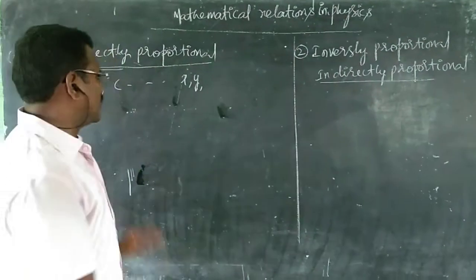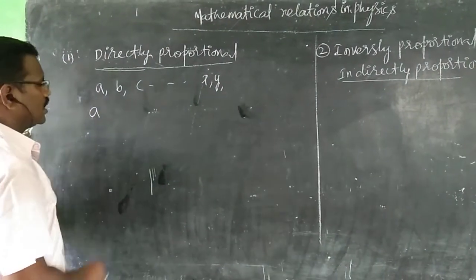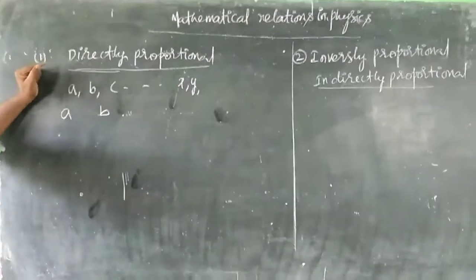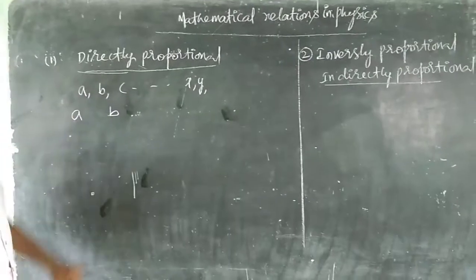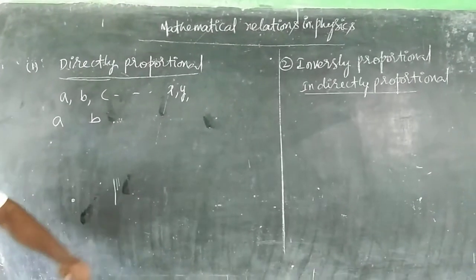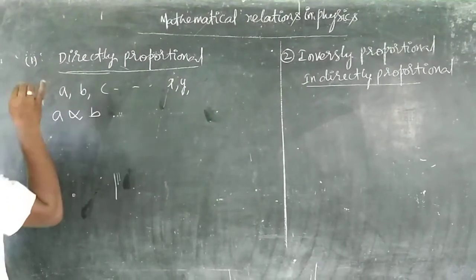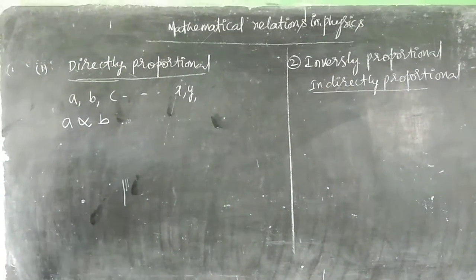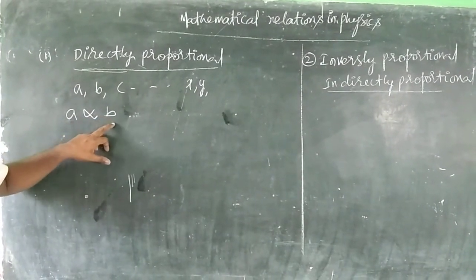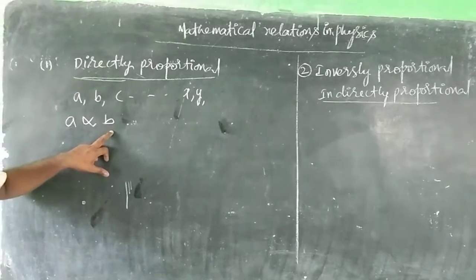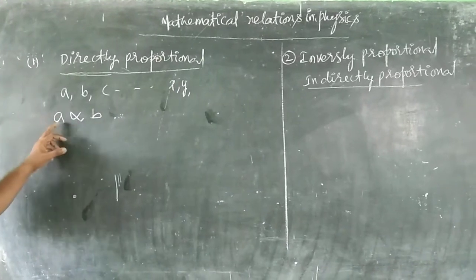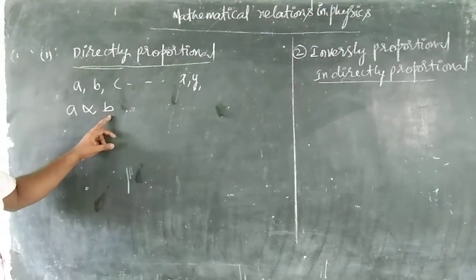So for example, say the first variable is A and the second variable is B. If variable A increases, then variable B also increases. If variable A decreases, then variable B also decreases. This means we can say A and B are directly proportional. Variable A is directly proportional to variable B. Mathematically it can be read as A is directly proportional to B.